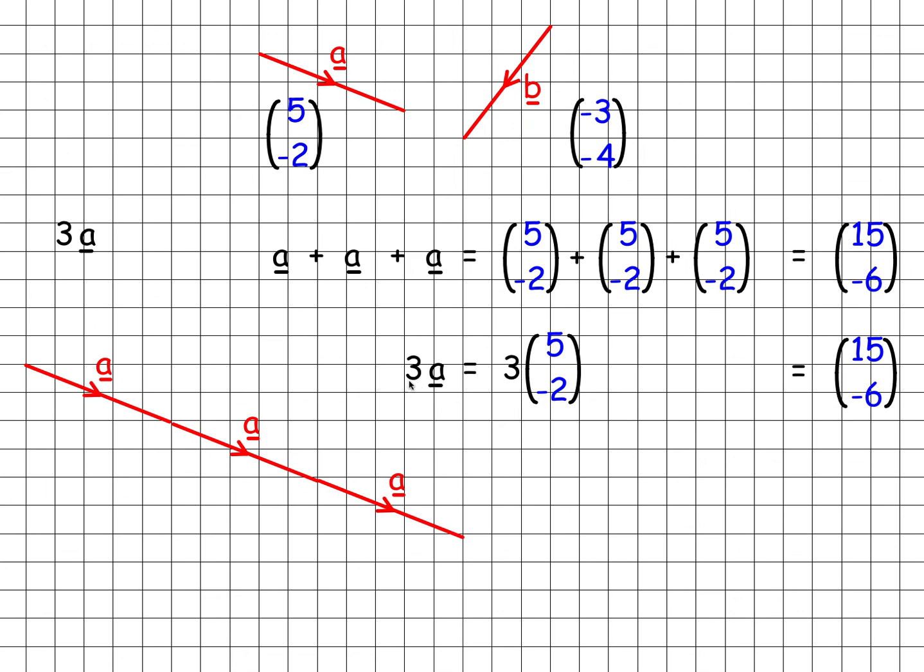You're multiplying by a number here. A number just has size, no direction, so we say it's a scalar multiplication because 3 is a scalar, it's only got size, not direction. So this is multiplying by a scalar.